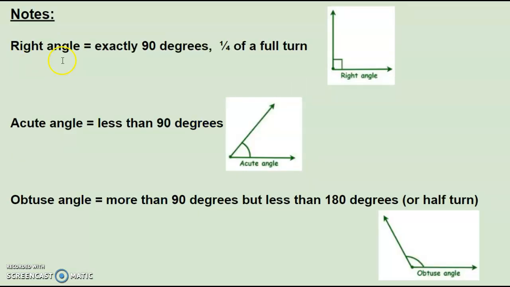A right angle always measures exactly 90 degrees, 1/4 of a full turn. Here's an example of a right angle. An acute angle is less than 90 degrees. Here's an example of an acute angle.